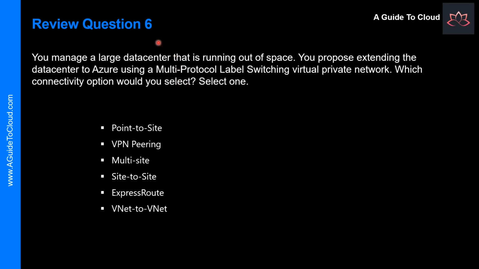Let's look at question number 6. You manage a large data center that is running out of space. You propose extending the data center to Azure using a multi-protocol label switching virtual private network. Which connectivity option should you select? So we are trying to extend the data center using multi-protocol label switching. So the correct answer for that is ExpressRoute. ExpressRoute is the best choice for extending the data center as it can use an any-to-any IPVPN connectivity model. An MPLS VPN, typically provided by an IPVPN network, enables connectivity between Microsoft Cloud and your branch offices and data centers.